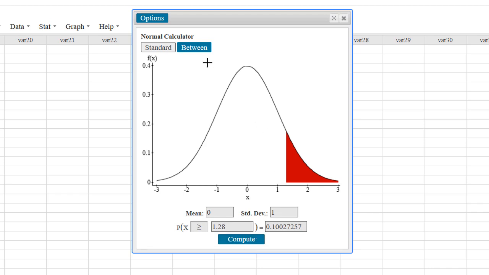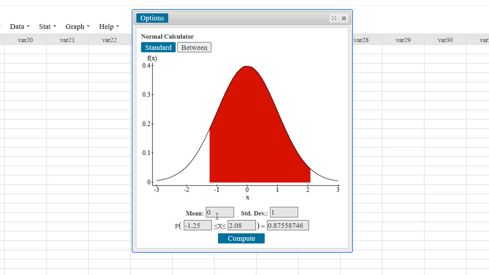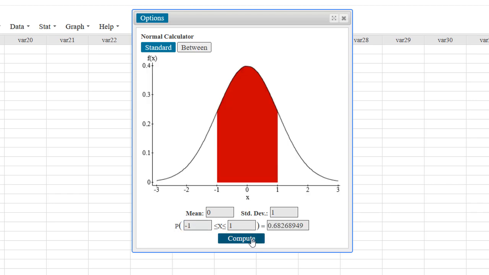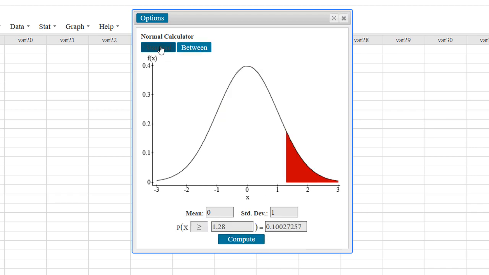Number 9 is an in-between problem, so we have to click up here, Between. We put our lower limit here, negative 1. Our upper bound here, positive 1. Then hit Compute, and again we get 0.6826 rounded off.